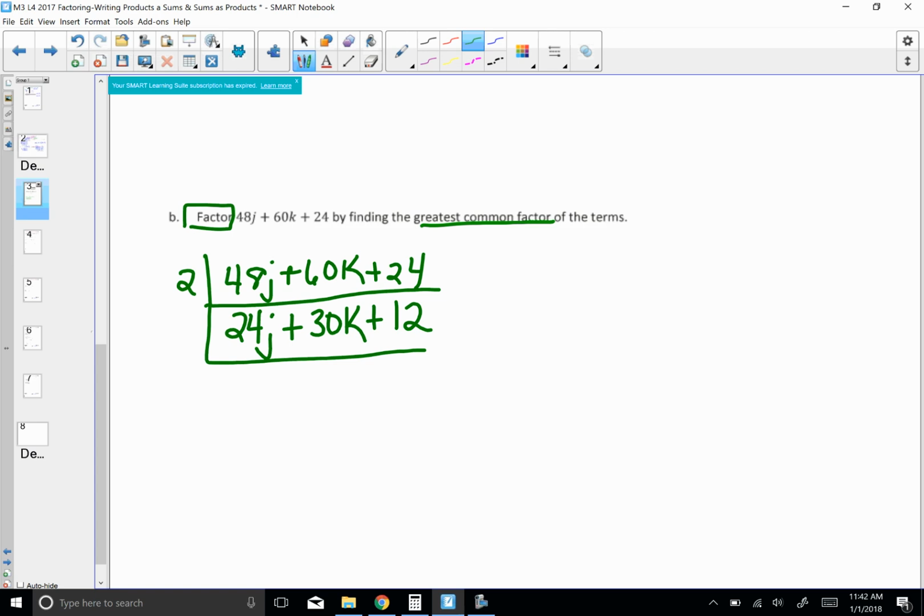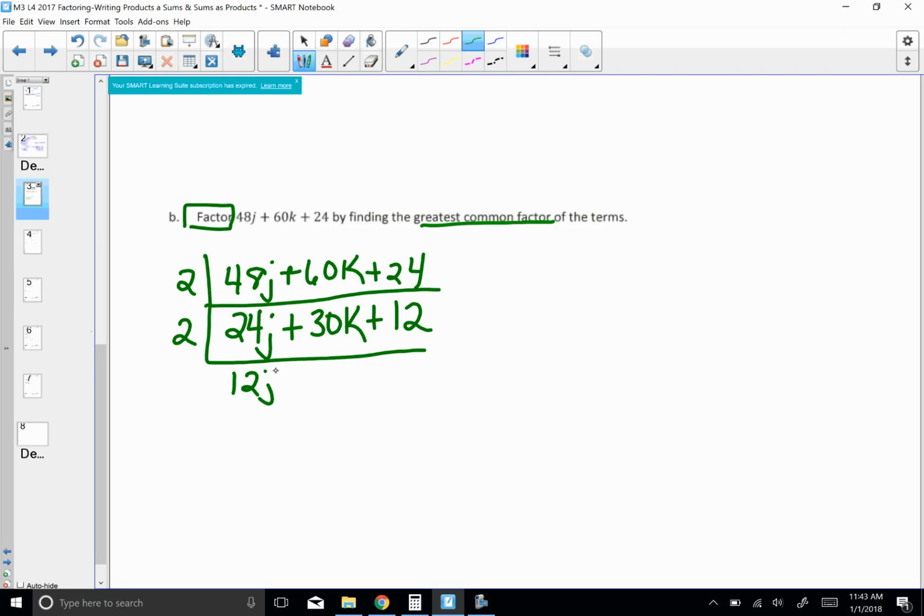Well, again, they're all even, so I could use 2, but let's think about it. Can I find a bigger one? Let's see. 30, I could use 5, but that won't work for 24. How about 6? 6 works for 30. 24 divided by 6 would be 4. And 12 divided by 6 would be 2. So hey, 6 works. So again, if I use 2 again, let's do that. Let's say I didn't know 6 was the biggest one and I did 2 again.